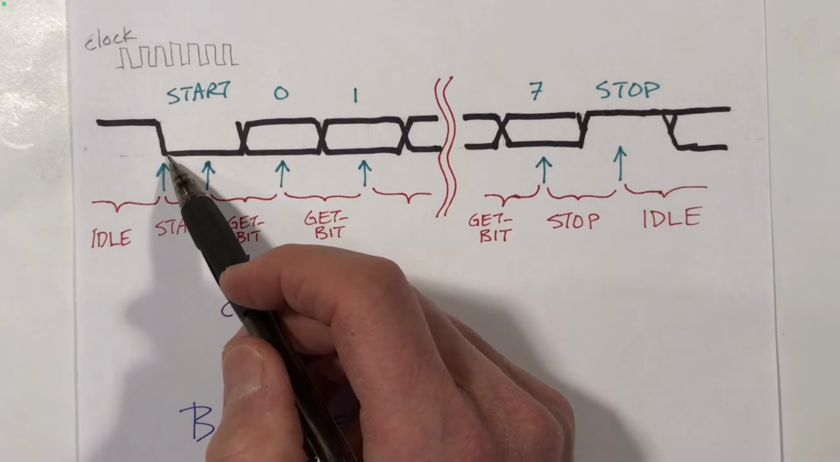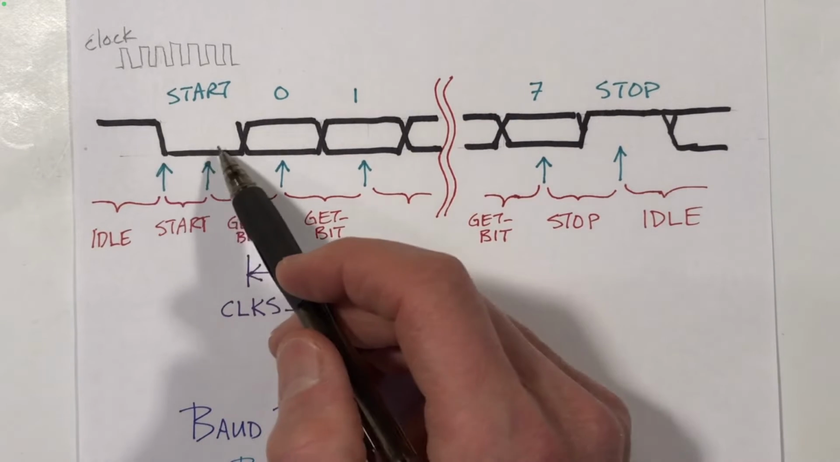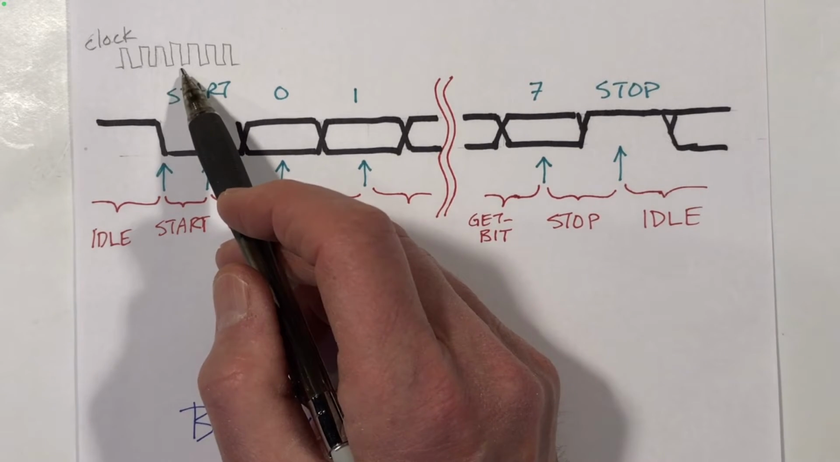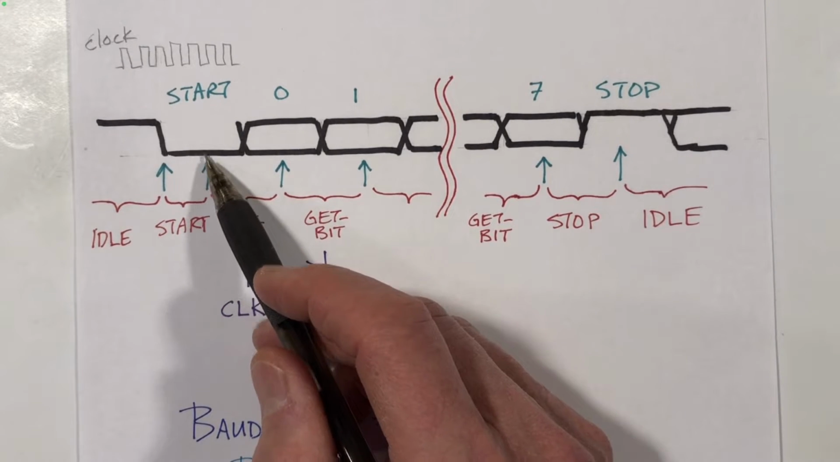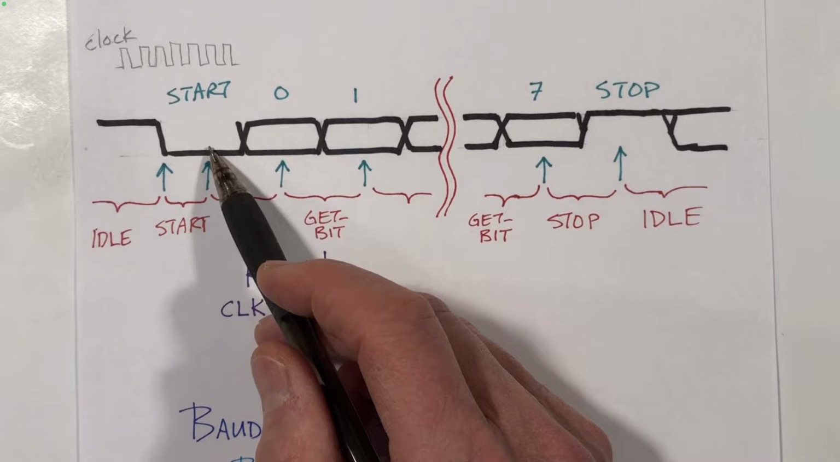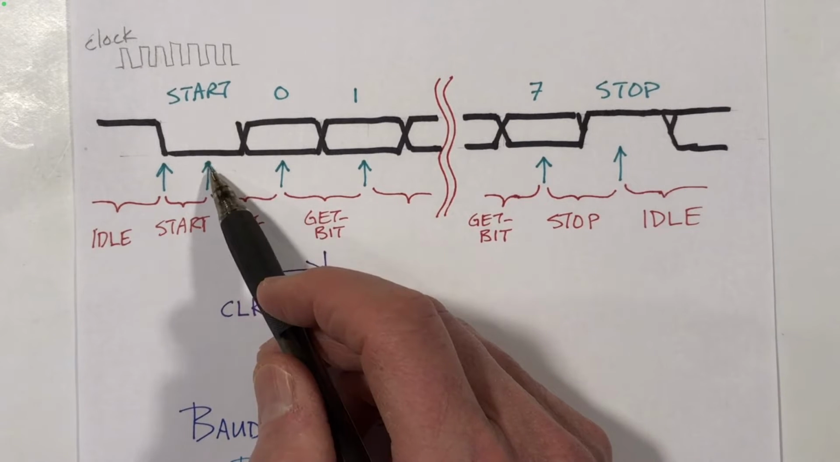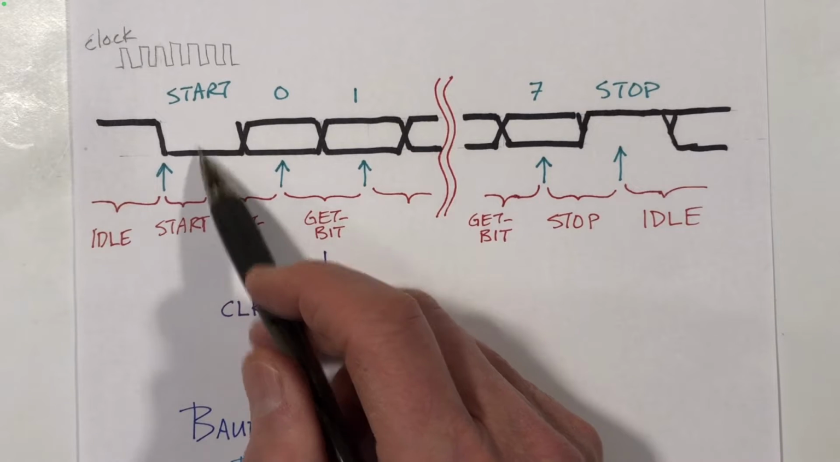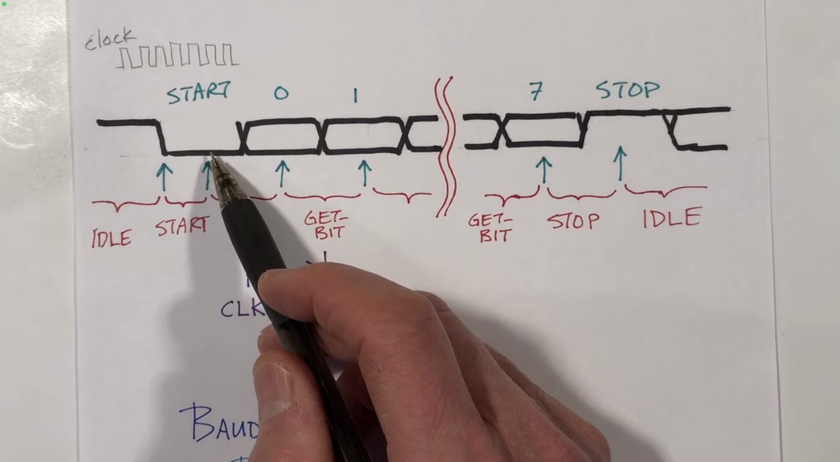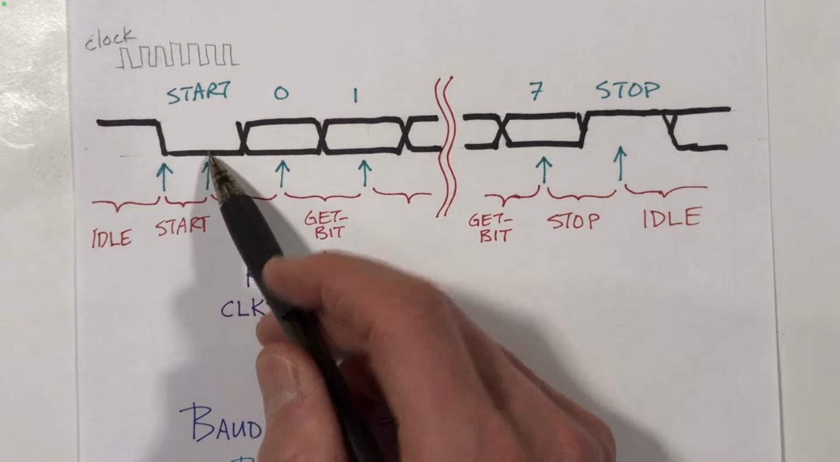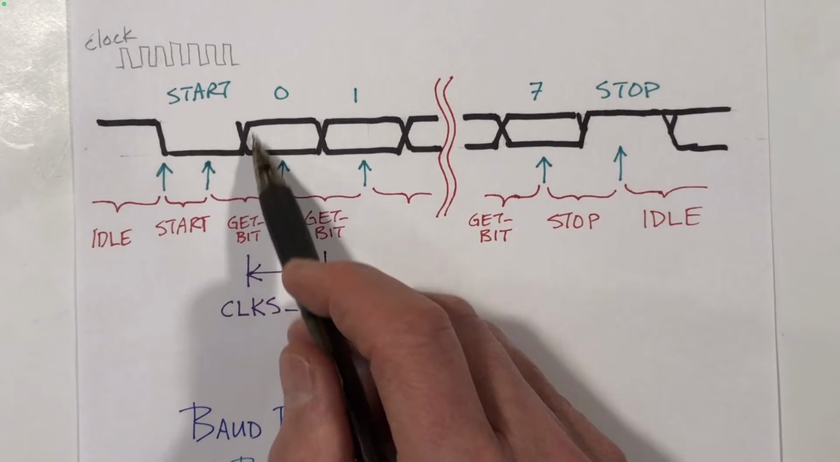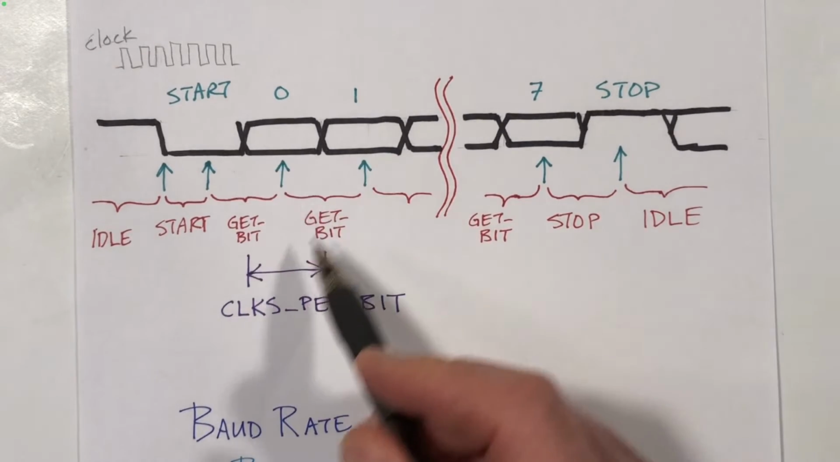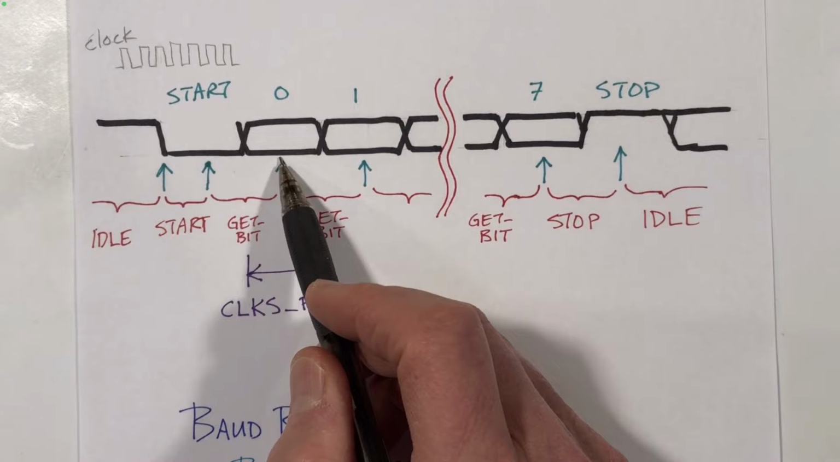So the minute the line goes low, we basically start counting using our internal clock until we get to where the middle of the start bit should be. And at that point, we check to make sure the line is still low and that it really was a valid start bit and not a glitch of some sort. And then at that point, we start counting. And each bit duration will mark the bit.